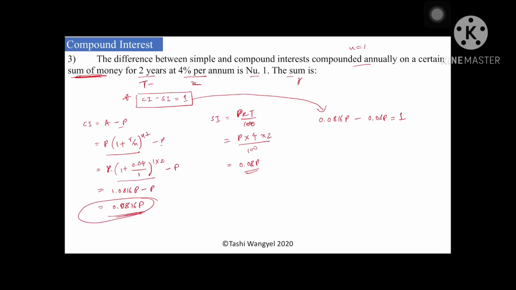Subtracting, we get 0.0016 P equals 1. To find P, 1 divided by 0.0016, so the principal is 625.